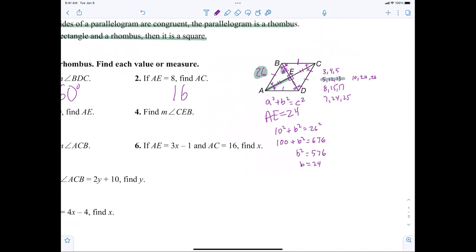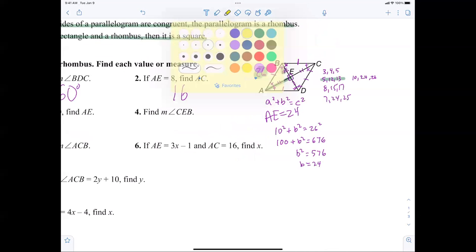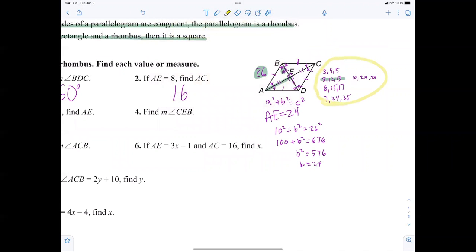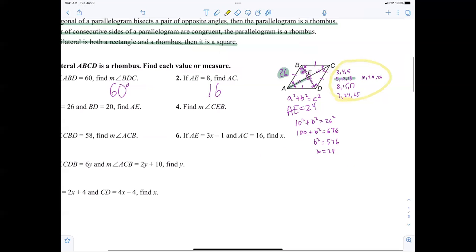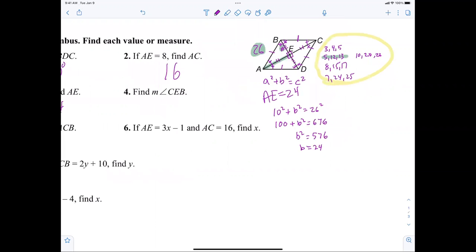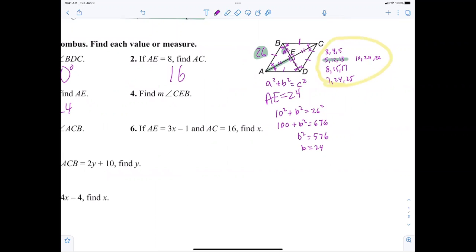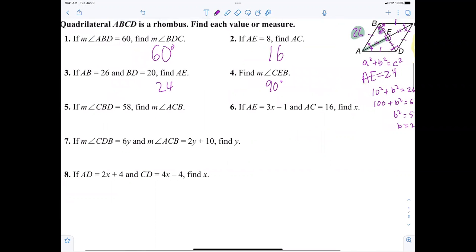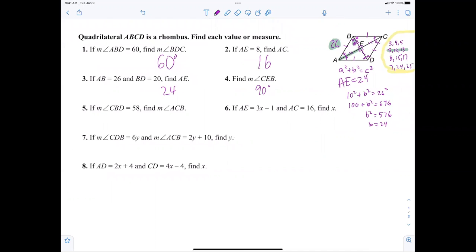All right, but these are super helpful for people who take standardized tests. They're always there. So now we know AE is 24. Let's take a look at CEB. What is CEB? See how easy it is if you just mark your figure. Now, if CBD is 58, what is ACB?